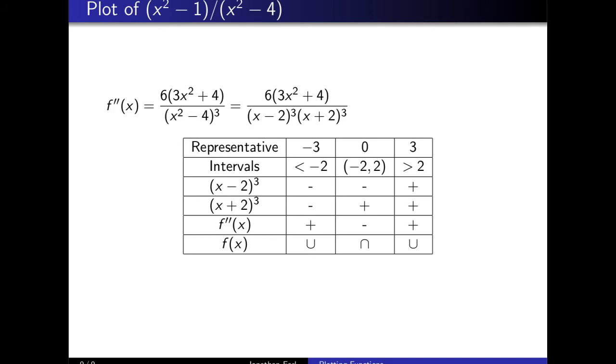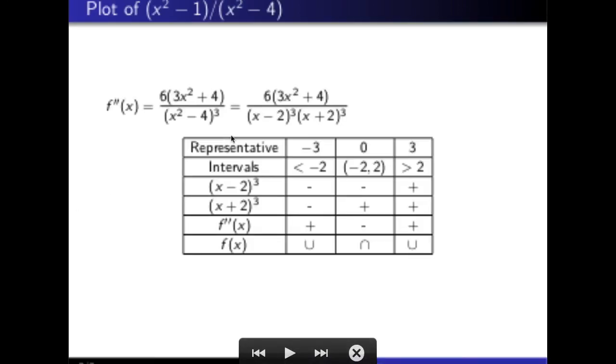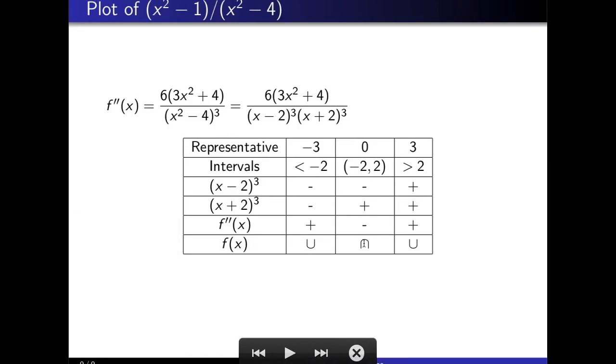We'll split things up to get x values to the left of minus 2, x values in between minus 2 and 2, and then x values to the right of 2. And when we do that, we see the function is going to be concave up to the left of minus 2 and to the right of plus 2, and concave down in between minus 2 and 2. Now we'd said that the only critical point that we have is x equals 0, and from this, our function is going to be concave down at x equals 0, so we'll get a local maximum out of x equals 0, and that's our only critical point.